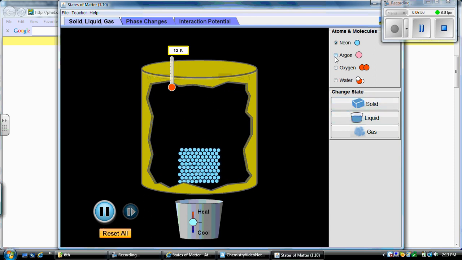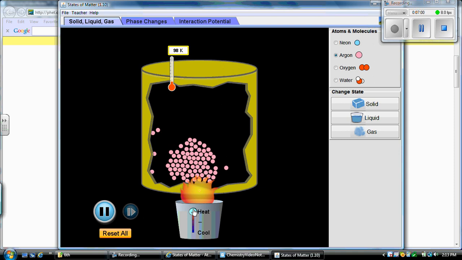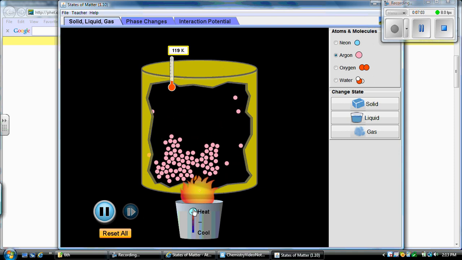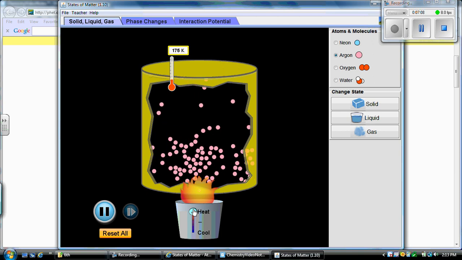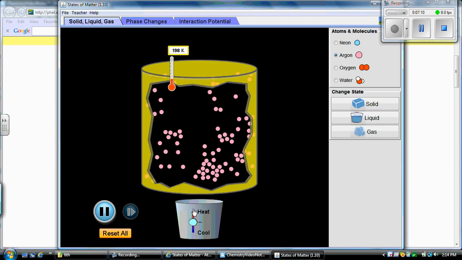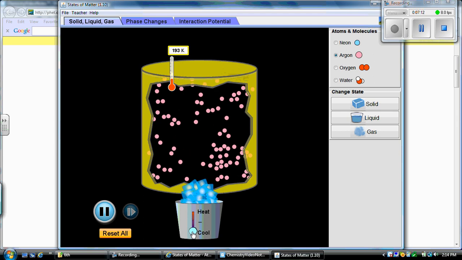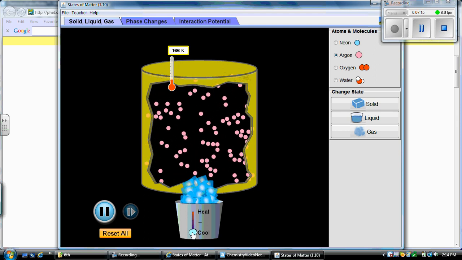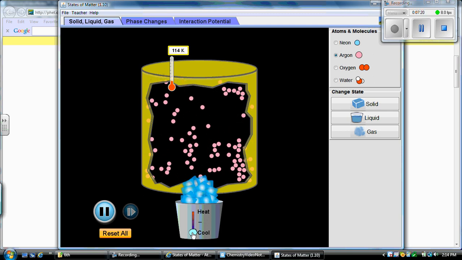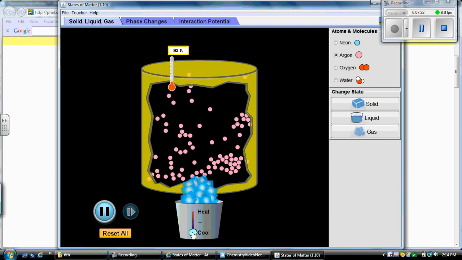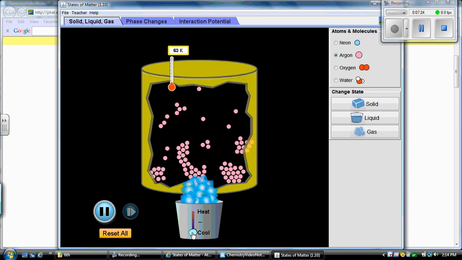Okay, let's look at argon. Argon is a solid at 43 Kelvin. You add heat, and it's going to change from a solid to a liquid to a gas. The more kinetic energy the atoms have, the quicker they're going to change state. Then you can cool it, take away that thermal energy or kinetic energy. Particles start to slow down and get closer to each other. The attraction gets a little bit stronger, and then they start to form into a solid.